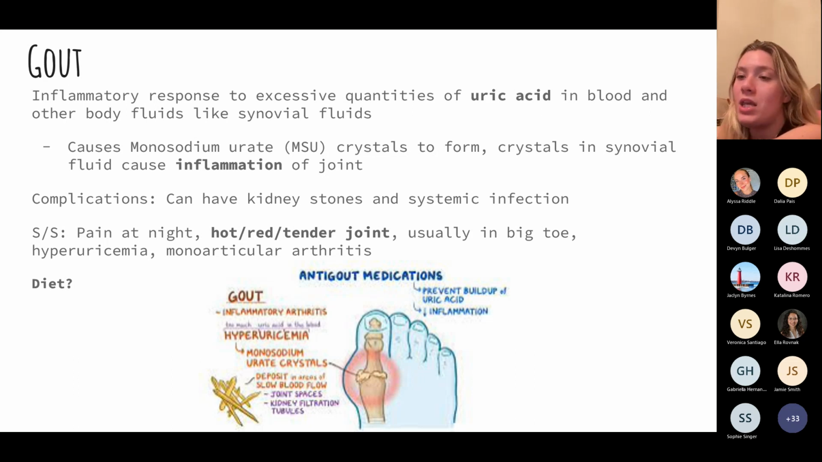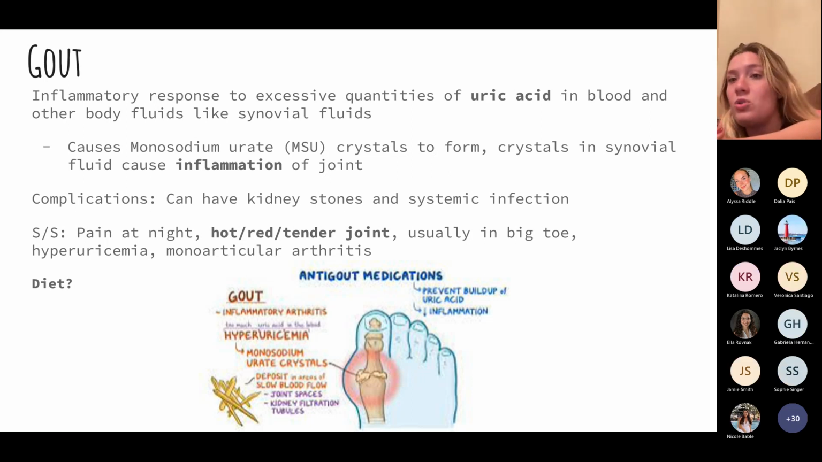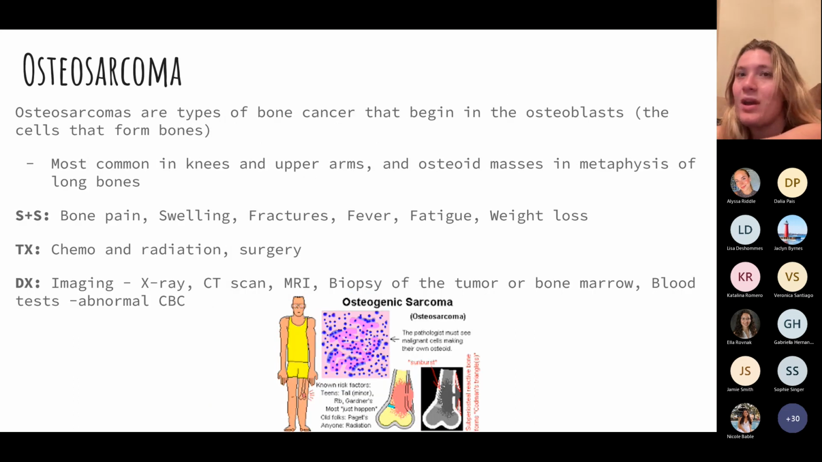Gout, this is when uric acid builds up in the blood. What happens is that as my uric acid levels build up, they form painful little crystals. These crystals end up depositing in places and cause inflammation. They usually deposit in the joints, okay, causing massive inflammation and pain. So some signs and symptoms, they'll have a hot, red, tender joint, specifically in the big toe. When we talk about diet, we need to decrease foods high in uric acid. So just review some foods that are high in uric acid and teach your patient to avoid those foods. Okay.